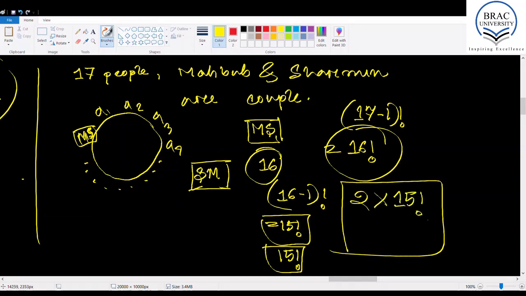So among these 17 people, there will be 2 into 15 factorial different permutations in which Mahbub and Sharmin can sit beside each other around a circular dinner table.